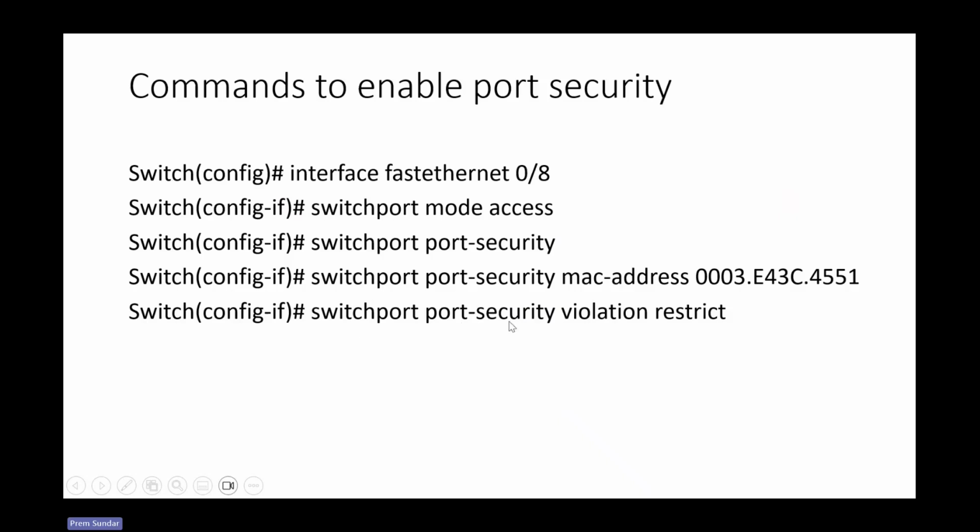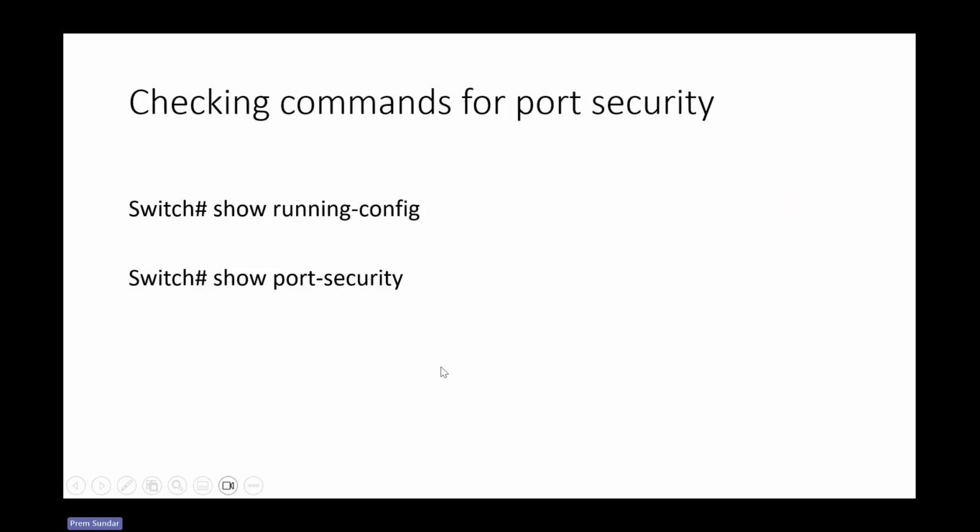The switchport port-security violation restrict command sets the violation mode to restrict. You can use the keyword protect or shutdown to set the respective violation mode. You can use the show running-config and show port-security commands to check your configuration.